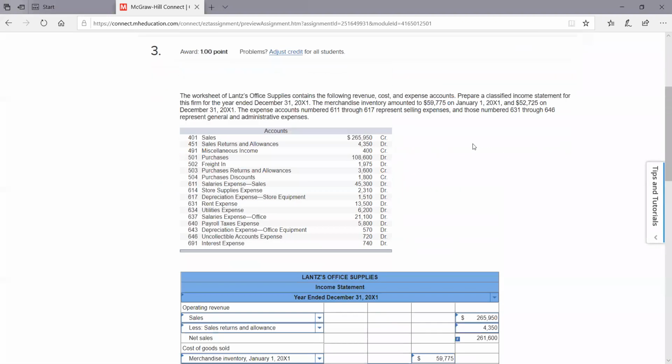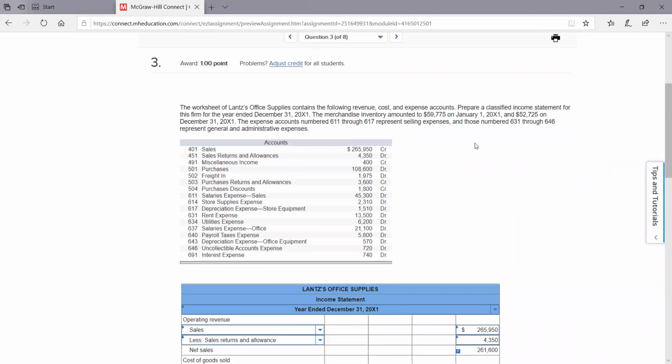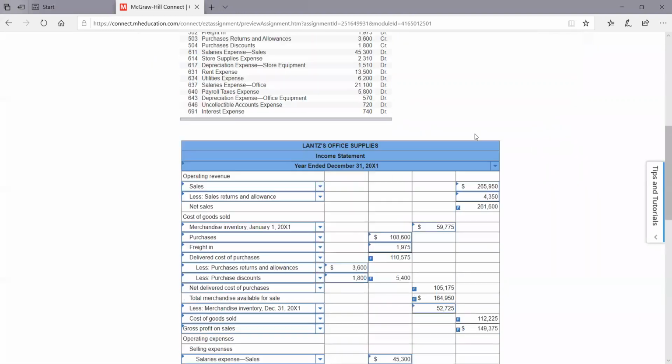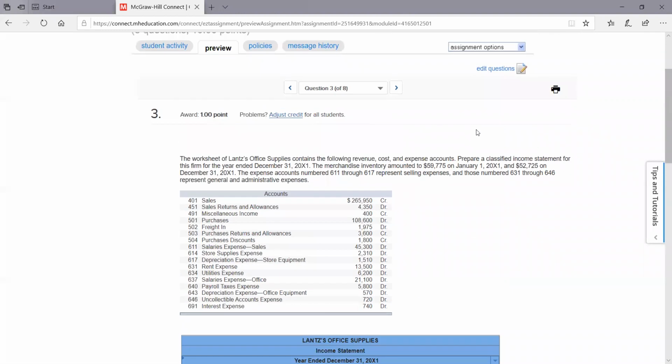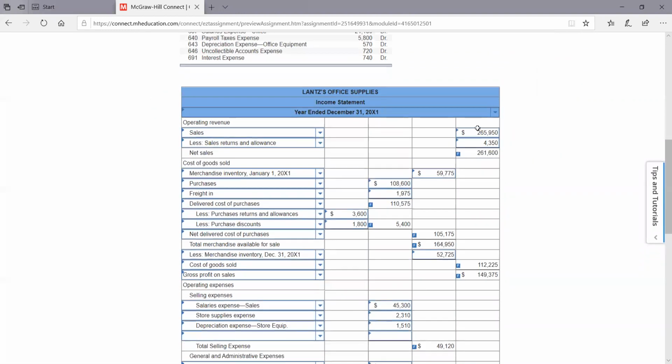And in number 3, they simply just want you to put together a classified income statement. And you'll notice here's all the accounts, and then hopefully you can follow this through. I'm just going to highlight some of the main items. Notice that you've got your sales, subtract out returns, get your net sales. And then the next section, they call it your cost of goods sold. All of this is a calculation to figure out your cost of goods sold. So you're going to plug in all of your purchases, beginning inventory, and eventually you're going to figure out that your cost of goods sold is 112,225.